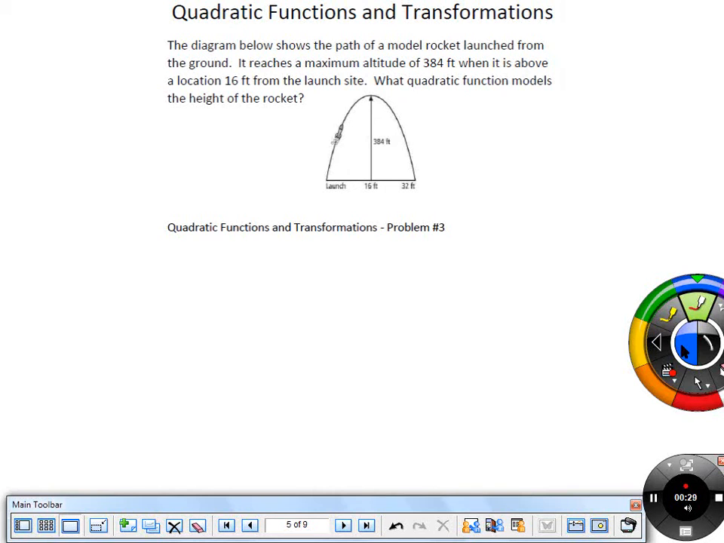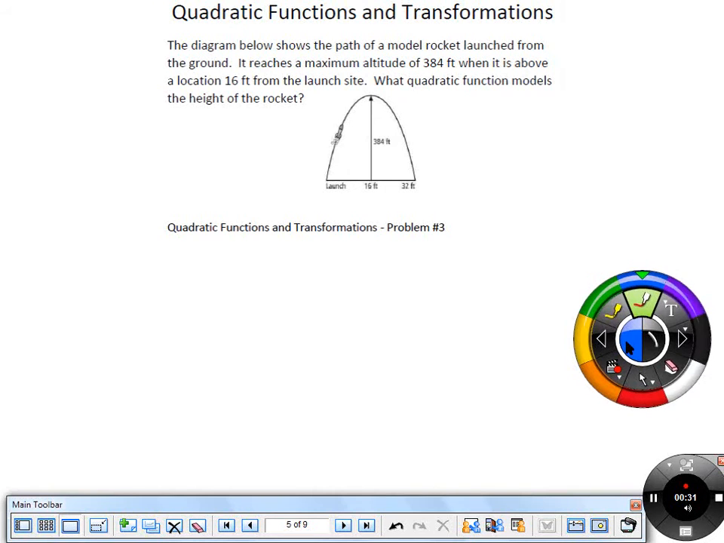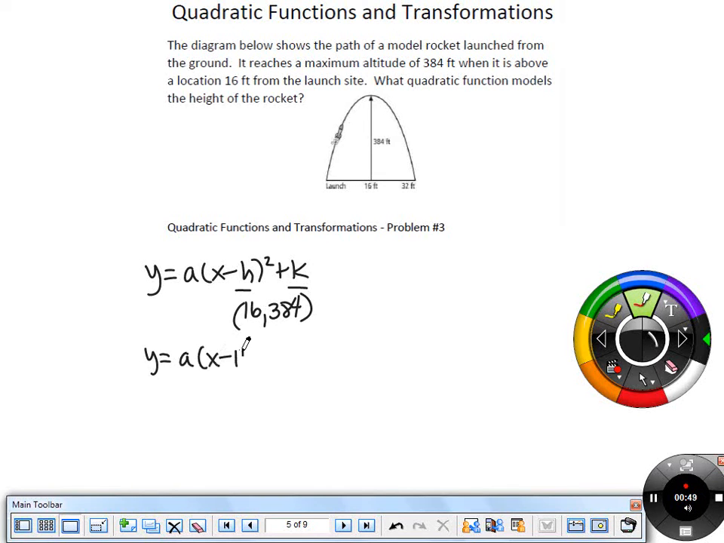So I'm going to approach this in vertex form because I see the vertex of the parabola. So remember that vertex form looks like this. And my h and k are my vertex, and I see the vertex happening at 16, 384. So I'm going to use those in my equation as my h and my k.